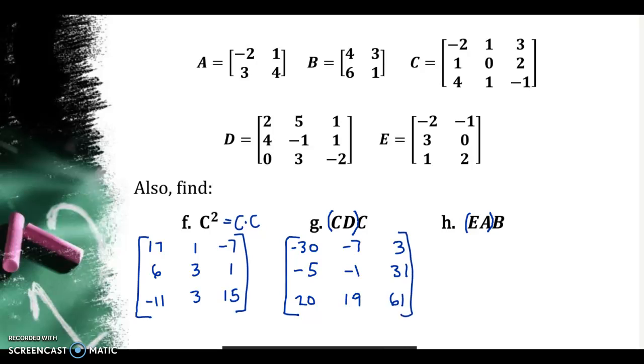And then for H, we will end up with a 3 by 2 matrix. In the first row, we'll have negative 32 and negative 3. In the second row, we'll have negative 6 and negative 15. And in the third row, we'll have 70 and 21. And that is basic multiplication of matrices.